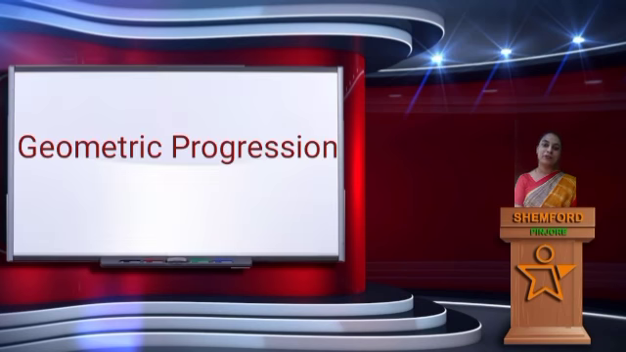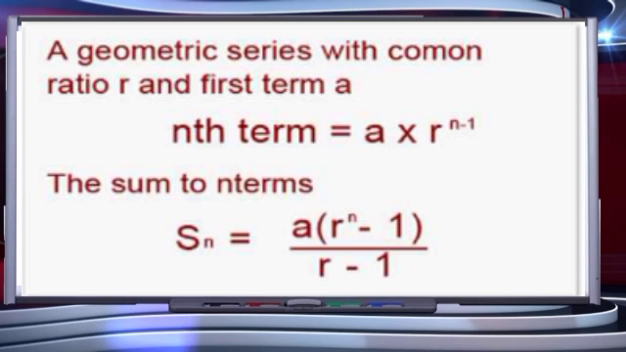Students, today we are starting with the new topic of chapter 9, that is geometric progression. For the same, let us understand its formulas first. Any term of a geometric series whose common ratio is r and first term is a is always given by a r^(n-1), and its sum up to n terms is given by Sn, which is equal to a (r^n - 1) over (r - 1).